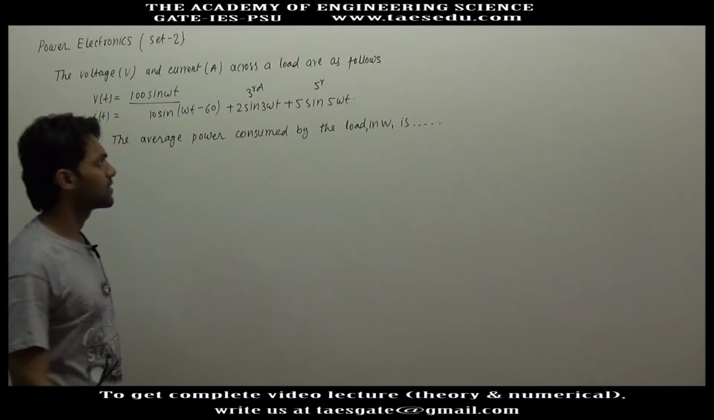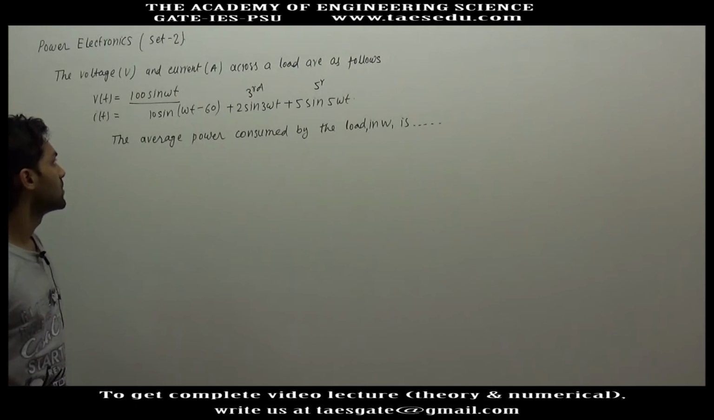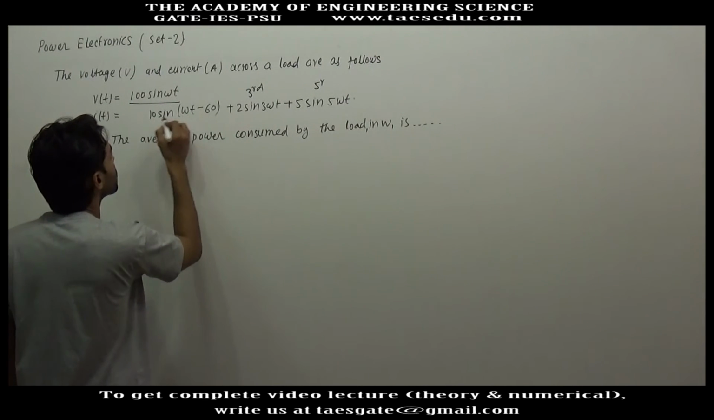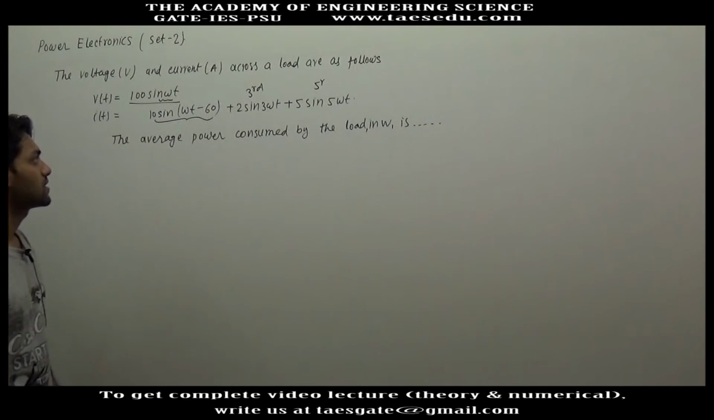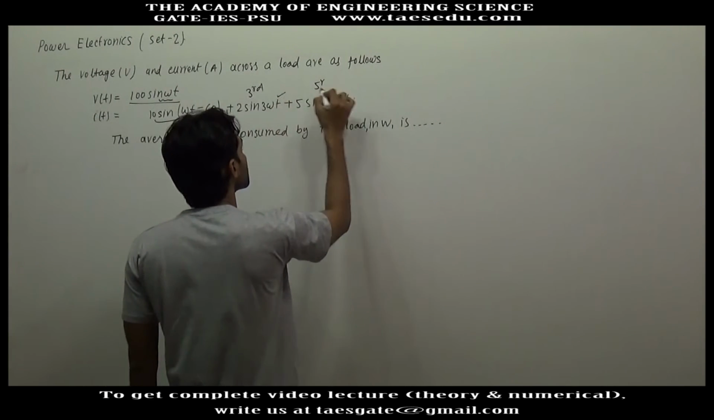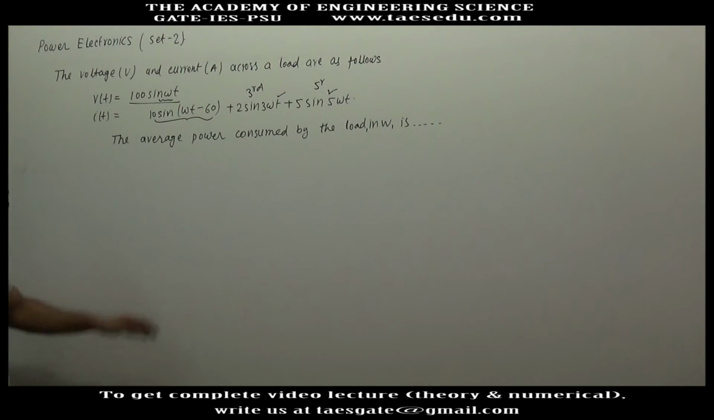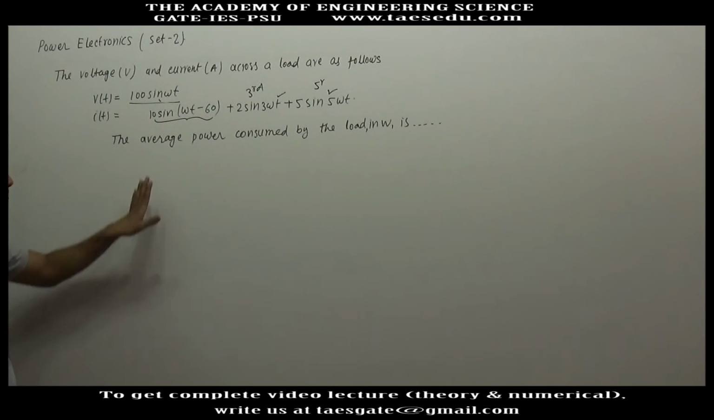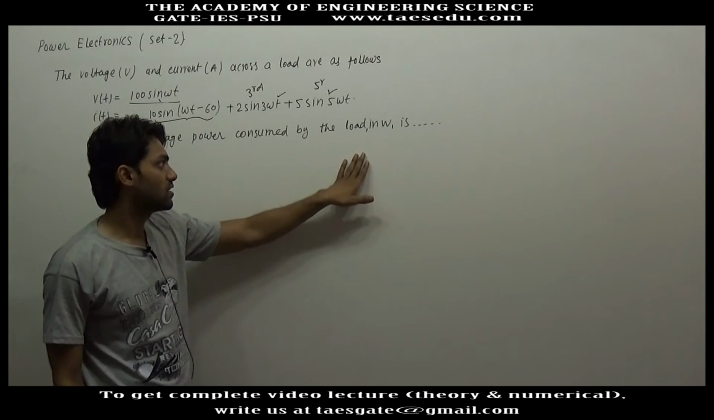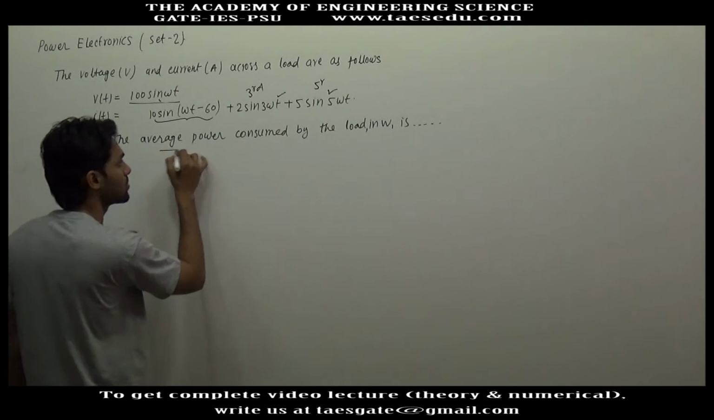We will not say it as harmonic. We will just say here the frequency of current is same as the frequency of voltage, and in these two cases the frequency of the current is an integral multiple of the frequency of this voltage source. Then we have to find out the power consumed by the load in watt, the average power consumed by the load.